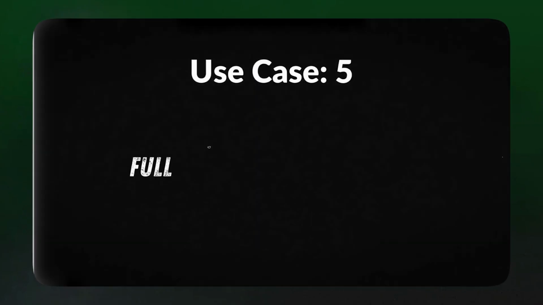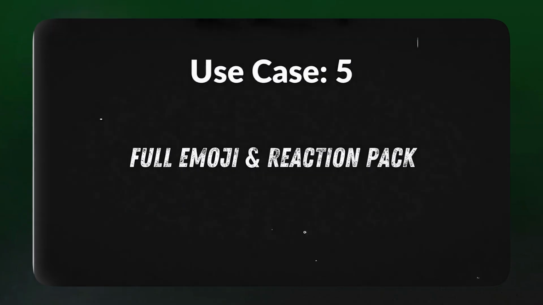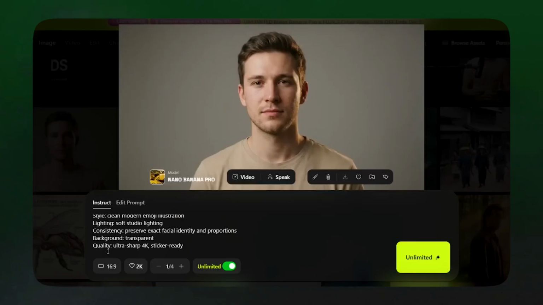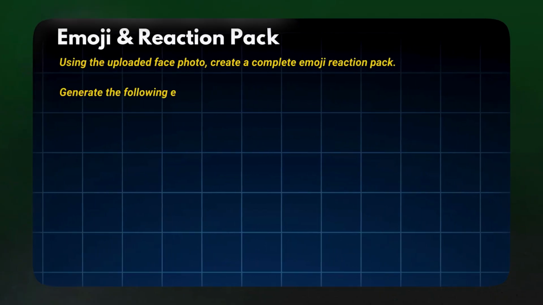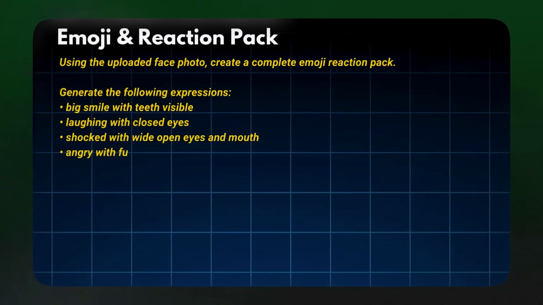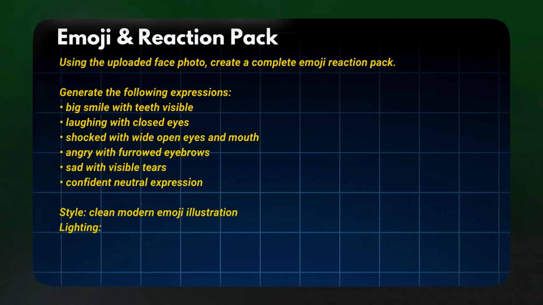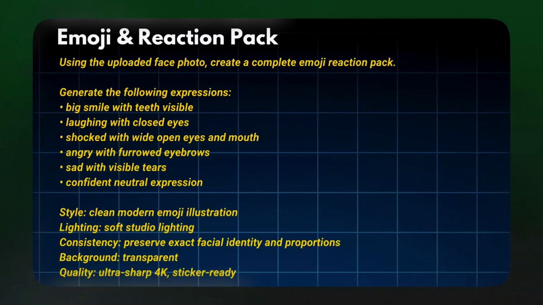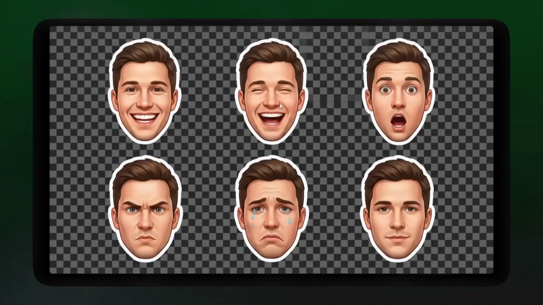Use case 5 is full emoji and reaction pack. Now this next use case is where you turn a person's face into a full emoji and reaction pack. First, let's turn this person's image into a full emoji pack. Here's the prompt I used. Using the uploaded face photo, create a complete emoji reaction pack. Generate the following 6 expressions. Big smile with teeth visible, laughing with closed eyes, and so on. This looks like a professionally designed emoji set.